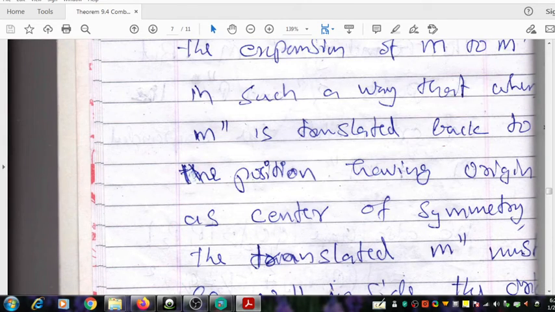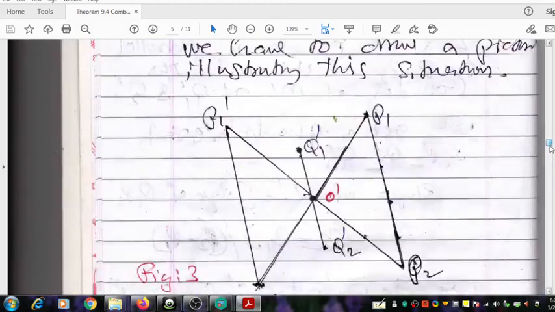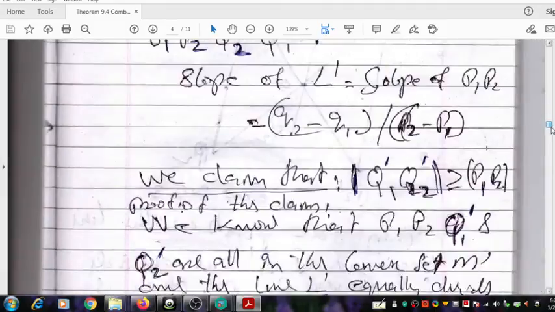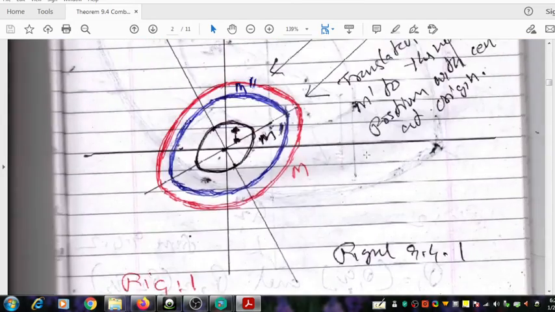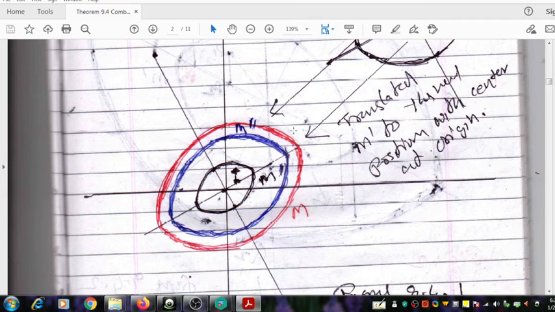To know that much better, let's go back to the figure once again. Here we have P1 and P2, and then its corresponding points P1 double prime and P2 double prime. Since we translate M prime and M double prime together to the origin, both are translated to new positions having the origin as the center. The points P1 and P2 will also be translated.